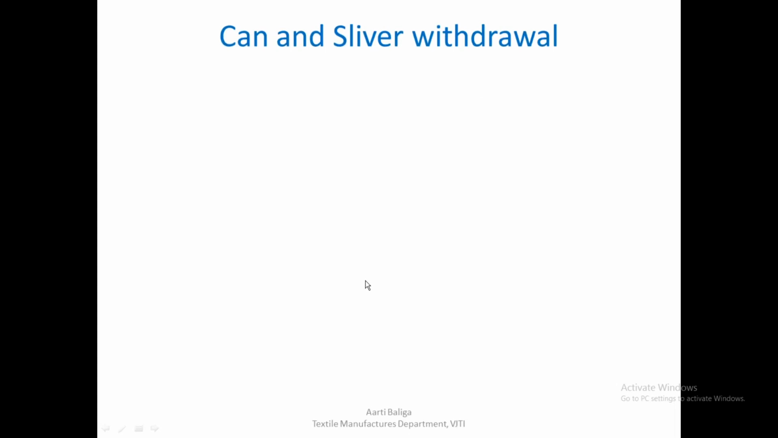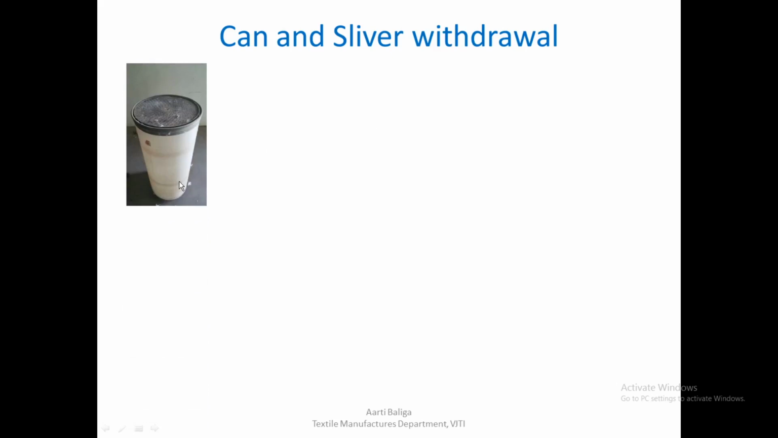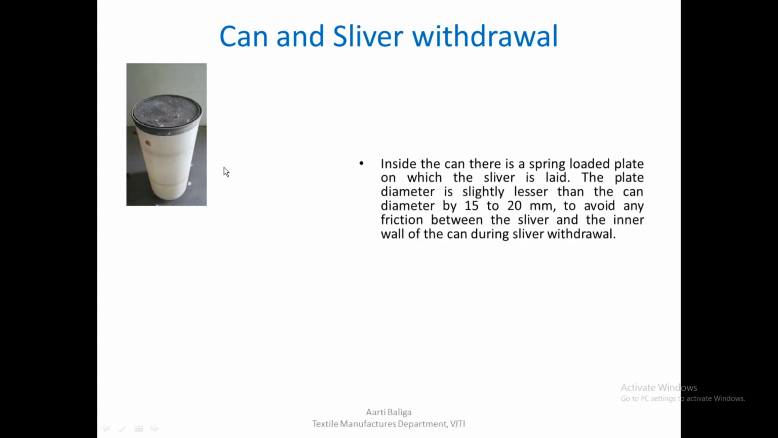So now we come to the topic of more detail about how a can is made, what the construction is, and how the sliver is withdrawn. This is an image of a can. You can see there is a plate here. This plate would be supported by a spring here below this, and the function of the spring is extremely important. It is required. We shall see shortly why.